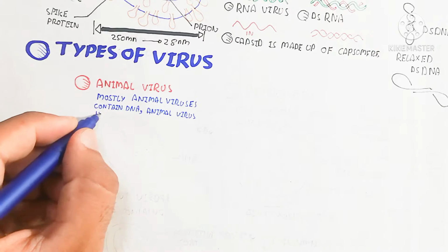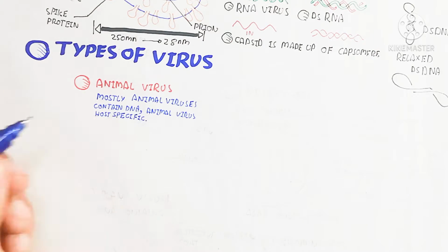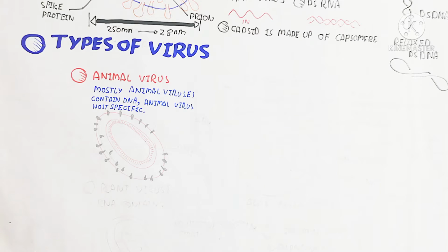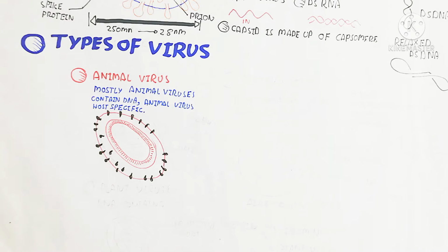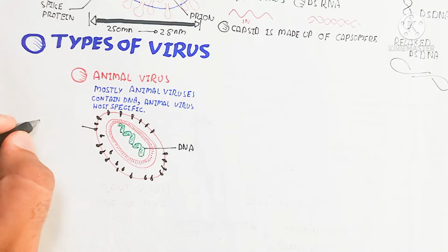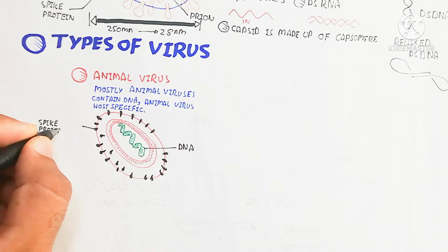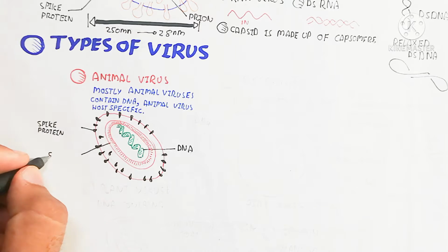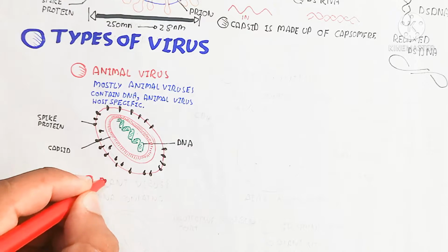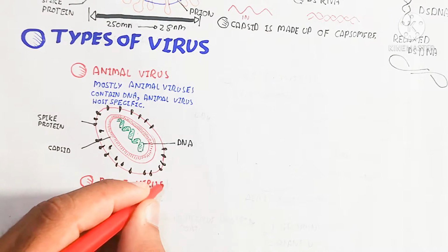So first, the animal virus. Mostly animal viruses contain DNA, and animal viruses are host specific. It means the virus is specific for the host it infects. The spike protein acts as a receptor, and this spike protein is unique to a particular host. It is made up of a capsid, and inside is the DNA.